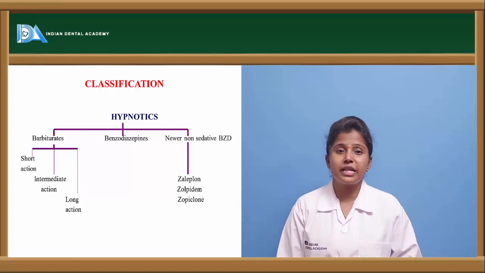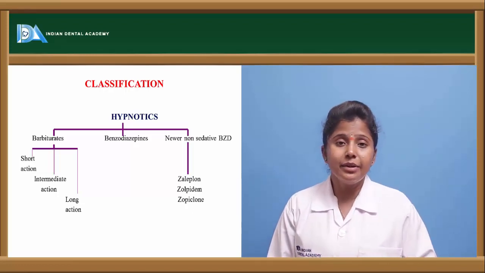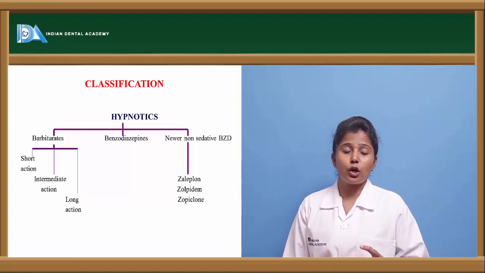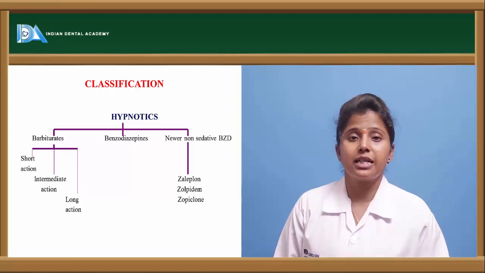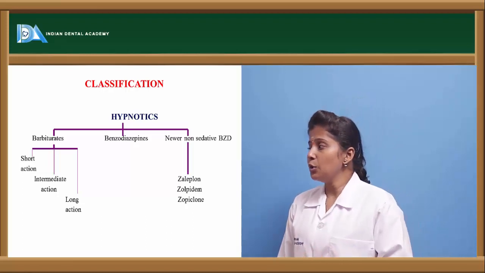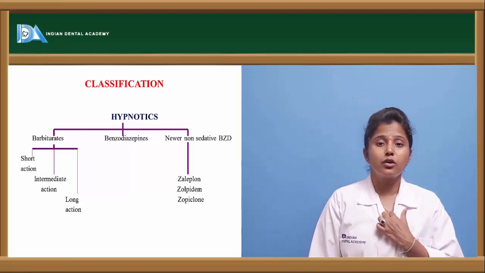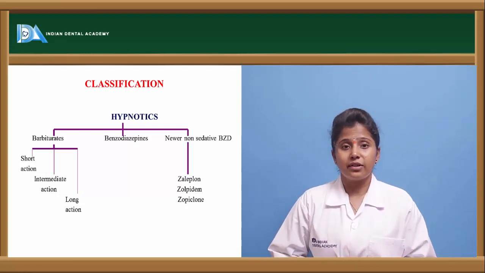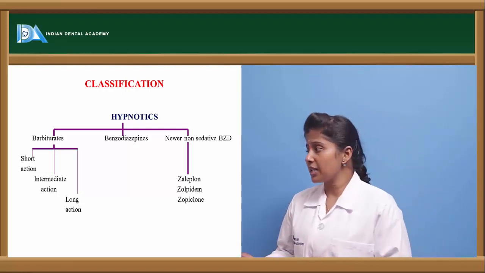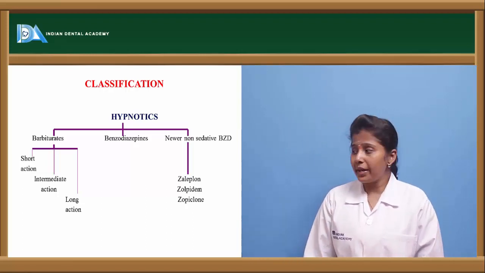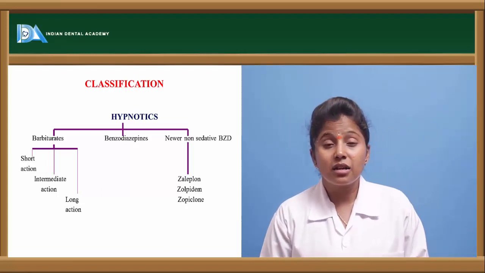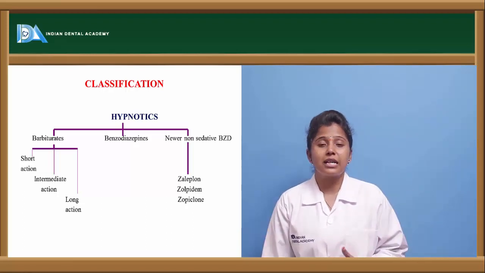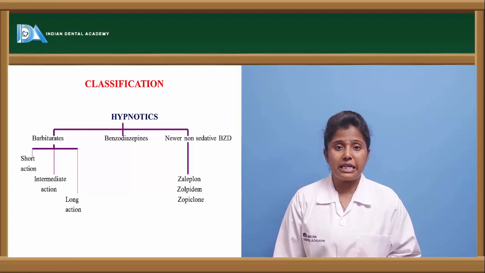In barbiturates we can see they are short acting, intermediate acting and long acting. Even in benzodiazepines there are short acting, long acting and intermediate acting drugs. And there are newer non-sedative benzodiazepines. Normally benzodiazepines on long-term use have a side effect of sedation. But these newer drugs like zaleplon, zolpidem and zopiclone are non-sedative, but they show the mechanism of action or pharmacological effects similar to that of benzodiazepines.